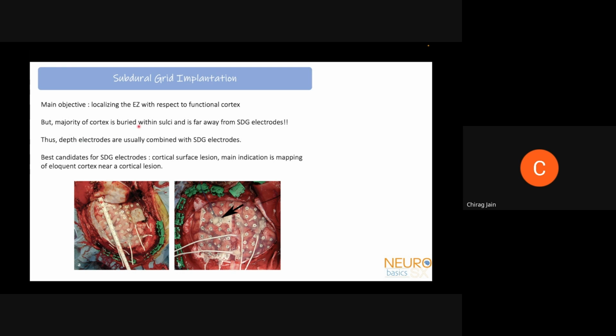Okay, so sometimes when you want to test other cortex which is deep inside, you can just put a depth electrode inside. The best candidate for a subdural grid electrode is a patient who has a cortical surface lesion, because you can just put the grid on that. And the main indication for that patient is to map an eloquent cortex near a lesion which is on the cortex.